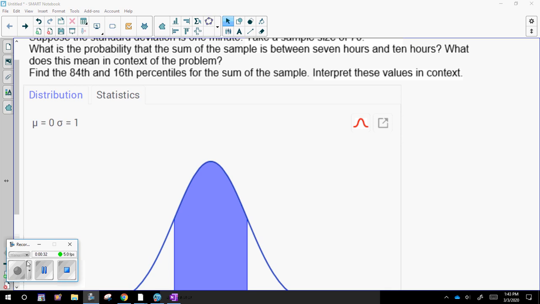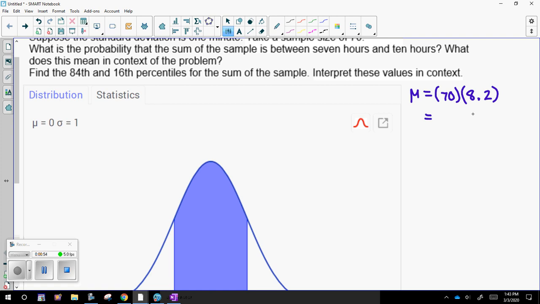So we need to start off by finding our mean. Because we're using a sum, we've got to find the new mean, which we're going to find by the size of the sample, which is 70, times the mean, which is 8.2 minutes. This gives us a mean of 574 minutes. Our standard deviation is going to be the square root of our sample size, which is 70, times the standard deviation that we're given, which is 1 minute, which gives us a standard deviation of 8.366.